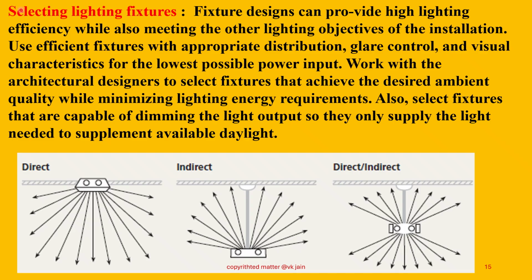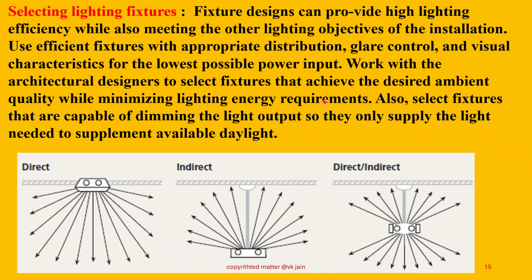Friends, now into selecting lighting fixture. Fixture design can provide high lighting efficiency while also meeting the other lighting objectives of the installation. You can use efficient fixtures with the appropriate distribution, glare control and visual characteristics for the lowest possible power input. That means energy efficiency. Work with the architectural designer to select fixtures that achieve desired ambient quality while minimizing lighting energy requirements.